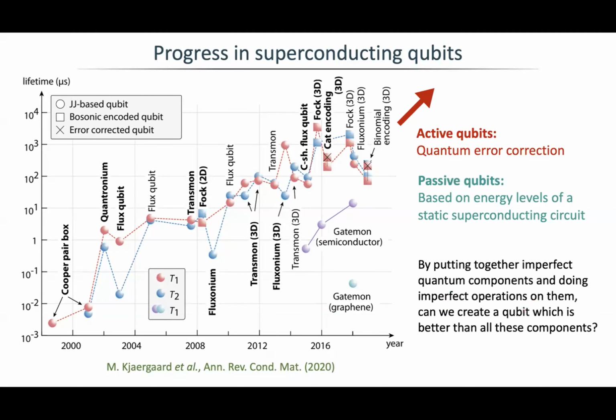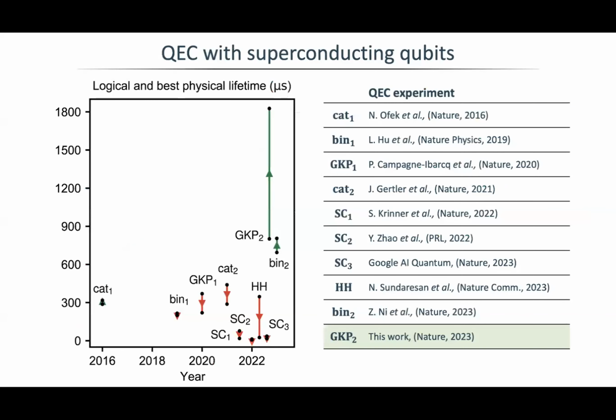And so the goal of our experiment is to show that this is really a viable route. And the way I like to think about it is that we need to show that by putting together these imperfect quantum components and doing imperfect operations on them, we can create a qubit that's more coherent than everything that we started from. So let's review the progress of the field along these lines.